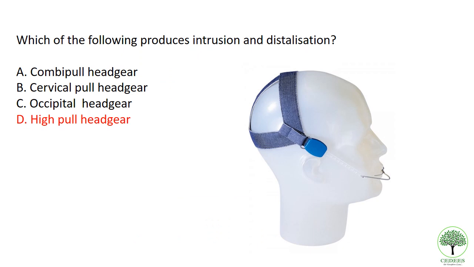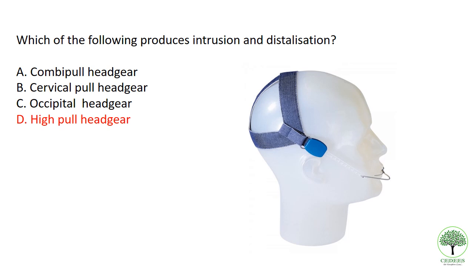Alright. The next question is on headgears. The question goes as follows: which of the following produces intrusion as well as distalization? The options that were given were combi pull headgear, cervical pull headgear, occipital headgear, and a high pull headgear. The answer to this question would be the high pull headgear, because this produces both intrusion as well as distalization.